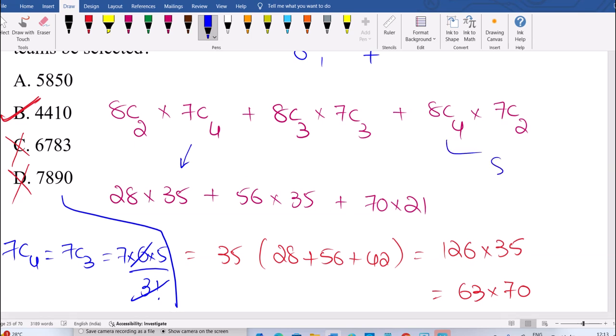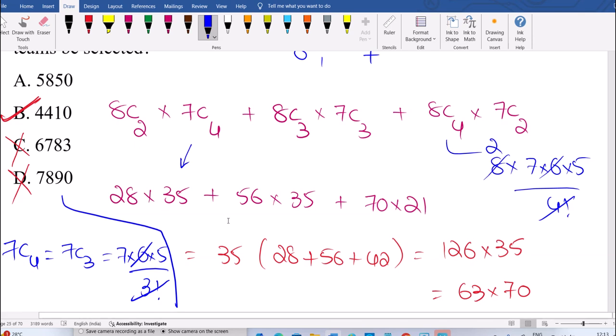8C4 means 8 into 7 into 6 into 5 divided by 4 factorial, 24. 24 means 8 into 6, 48, 2 times. So 10 into 7, 70. That's how we did the calculations. Not a difficult question, but a time-taking question.